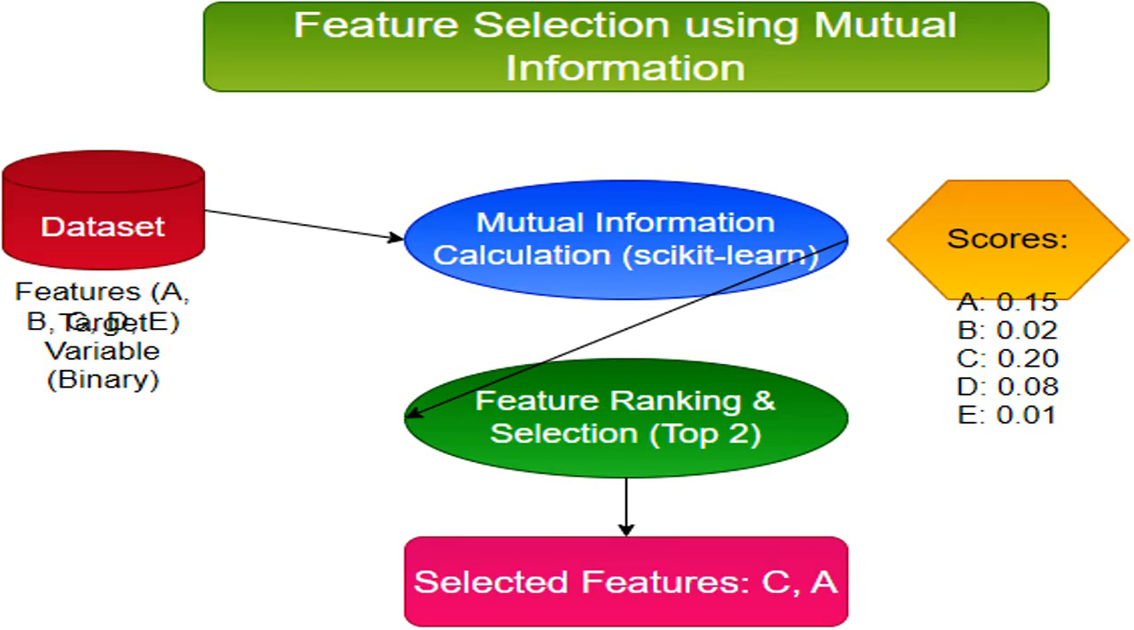These are the mutual information scores I got from using mutual_info_classif. For example, feature C has a score of 0.20, which is higher than the score for feature A, 0.15, and all the others, suggesting it has a stronger relationship with my target variable.